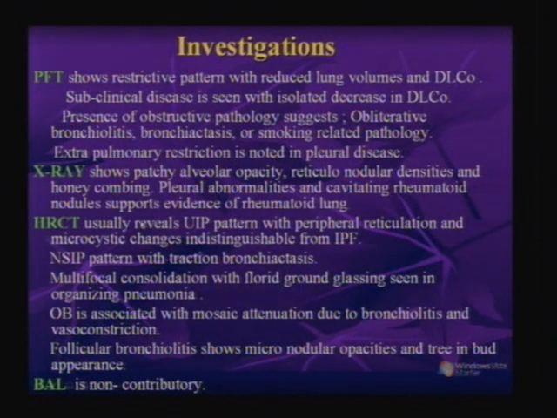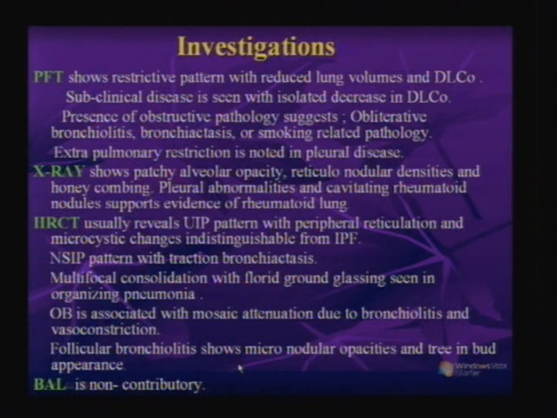On the HRCT, usually it reveals a UIP pattern with peripheral reticulation and microcystic changes, that is honeycombing, indistinguishable from IPF. The NSIP pattern would show traction bronchiectasis. There may be a multifocal consolidation with florid ground glassing seen in organizing pneumonia, and obliterative bronchiolitis is associated with mosaic attenuation due to bronchitis, bronchiolitis, and vasoconstriction. Follicular bronchiolitis, which is more responsive to therapy, as I said, shows micronodular opacities and a tree-in-bud appearance, something that often can be also seen in tuberculosis. It needs to be differentiated from that.